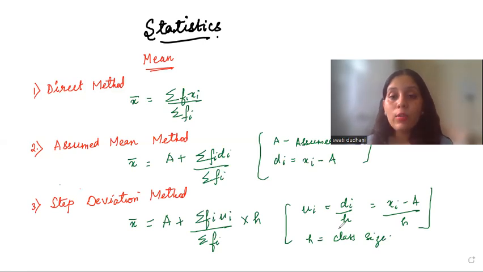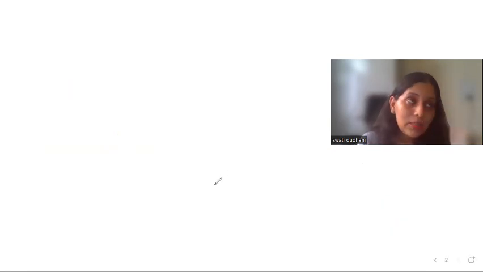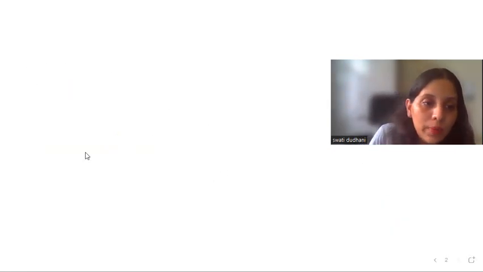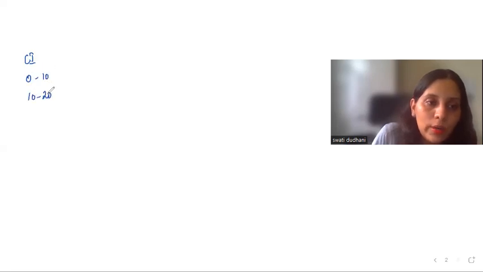Now let's see how we use these formulas in a question. Let me take an example. Let me take the class intervals to be 0 to 10, 10 to 20, 20 to 30, and 30 to 40. And let me take the frequencies as 2, 4, 5, 6.